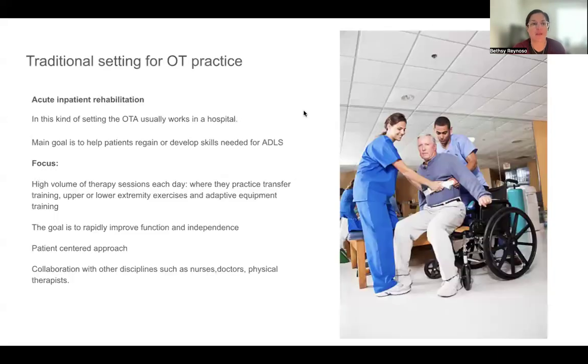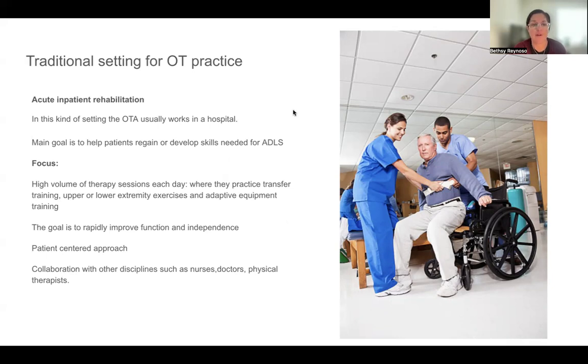1120. Let's begin. We're going to explore the traditional setting for OT practice. The one that I chose was acute inpatient rehabilitation. In this kind of setting, the OTA usually works in a hospital. The main goal is to help patients regain or develop skills needed for the activities of daily living.